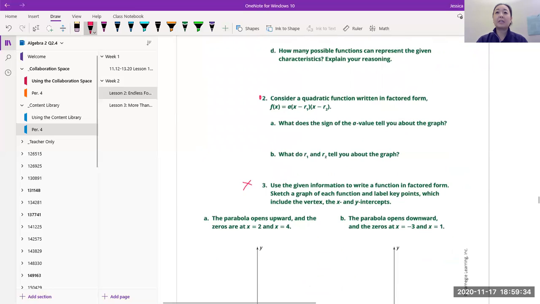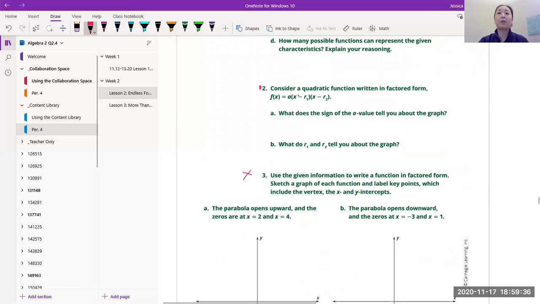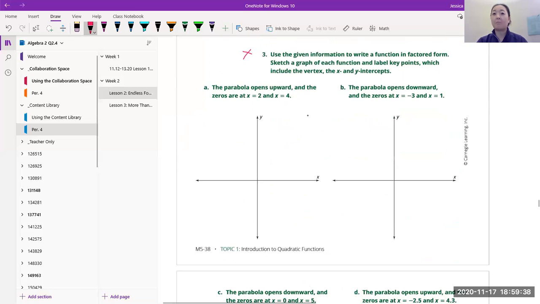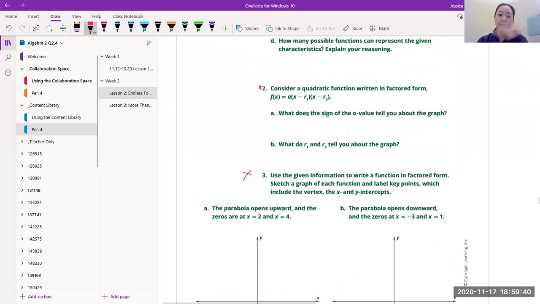If we're going to take a look at this, so remember, consider the quadratic. So we're going on to the next page. This is on page 38. We're just flipping pages here. And it says, consider a quadratic function written in factored form. So again, we have this factored form. And what does the sign of the a value tell you about the graph? You remember what it was?